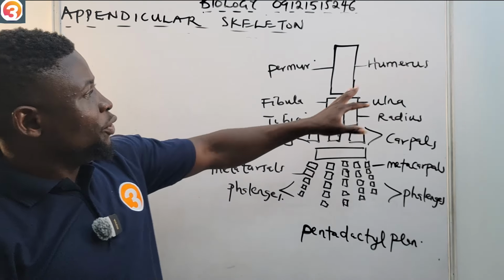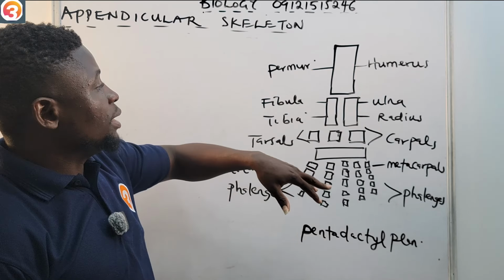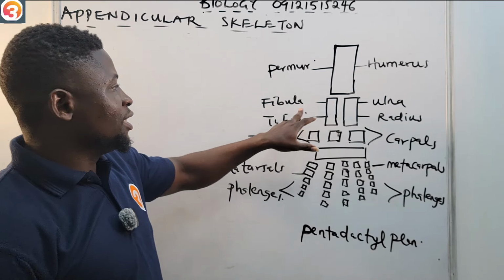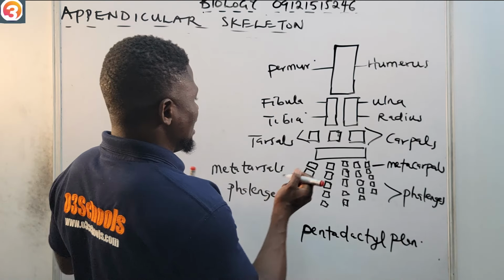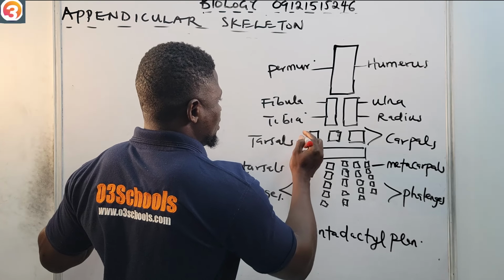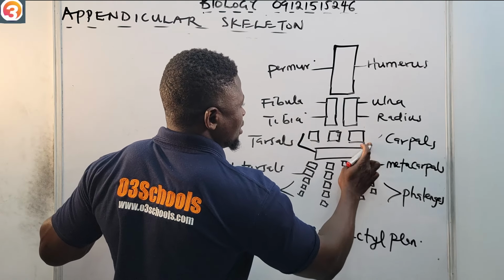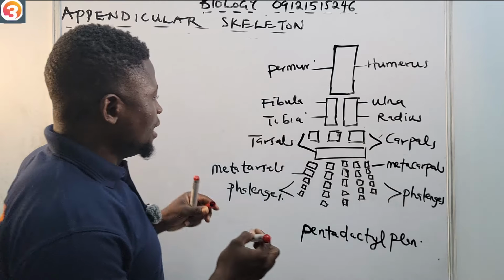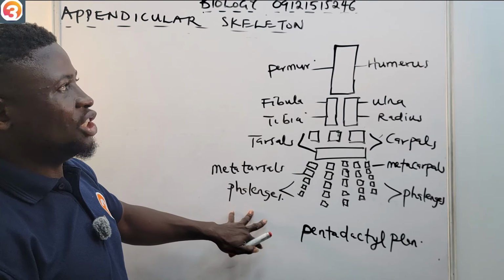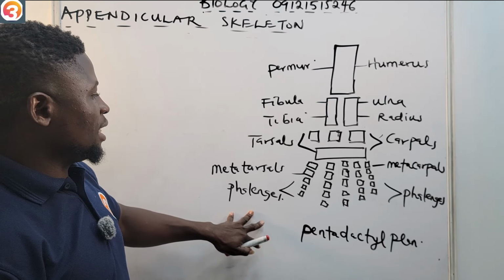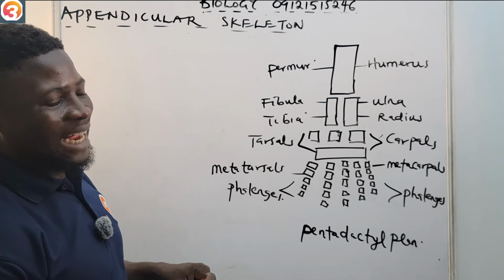All right, so we have the humerus here, we have the femur, we have the ulna and the radius, we have the tibia and the fibula this way, then we have the tarsals. These are the tarsals. These ones here are the carpals. Okay, they will now have what? The metatarsals. They will now have what? The phalanges. So this is what, the pentadactyl what?